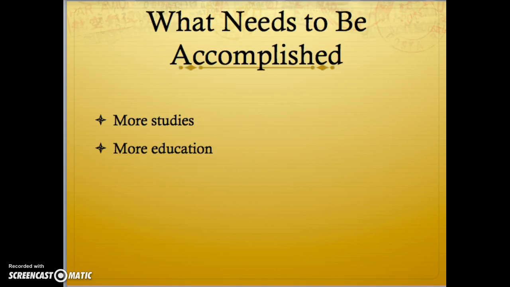What needs to be accomplished? I think there need to be more studies about code switching. I think there needs to be more education about it. I think that educators, administrators, the school board, they all need to be aware of code switching and its positive effects on education. And they also need to be aware that when they ban the L1, they're affecting students academically. So I think that there needs to be more education on that.